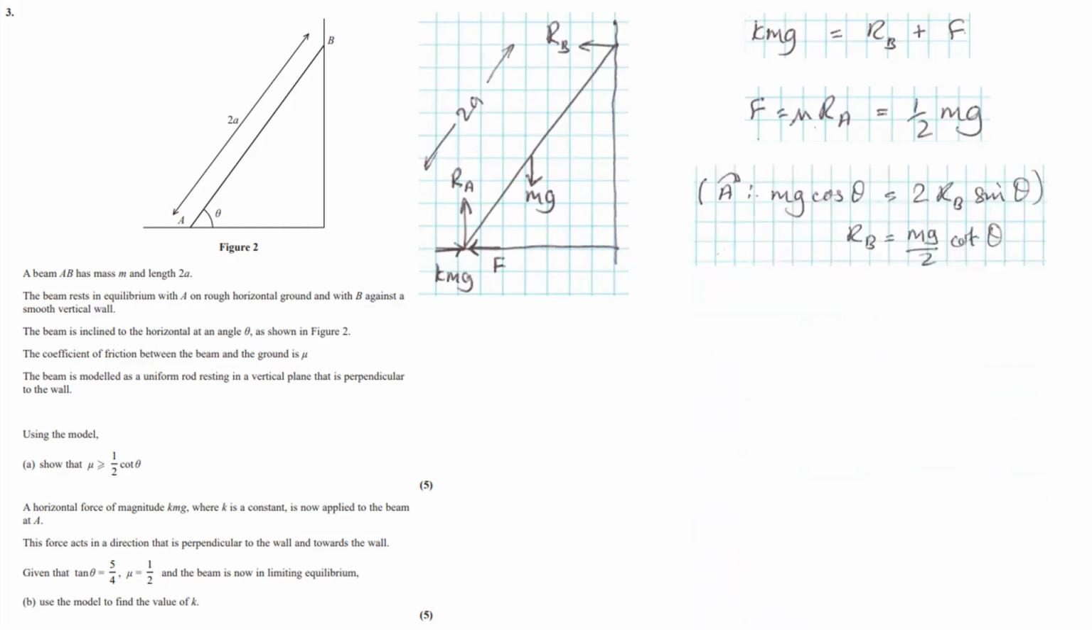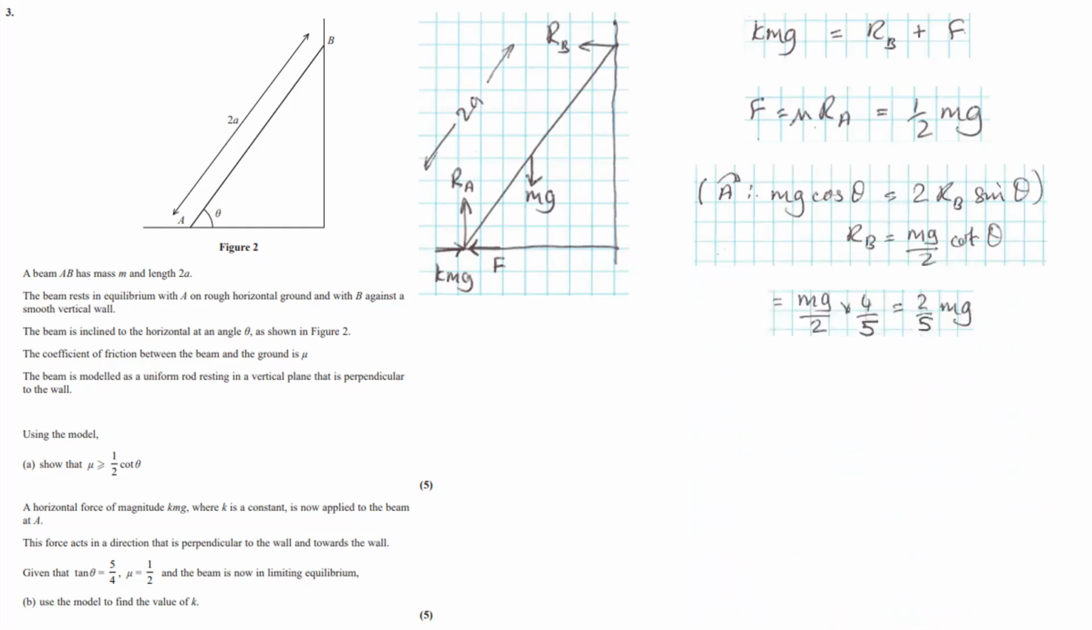And then I went back to my resolve, when I took moments. Now, because of the kmg, when we took moments about the A, that's not going to change, because when we're taking moments about A the kmg doesn't come into it. So that same equation applies. So I got an expression for RB as well.